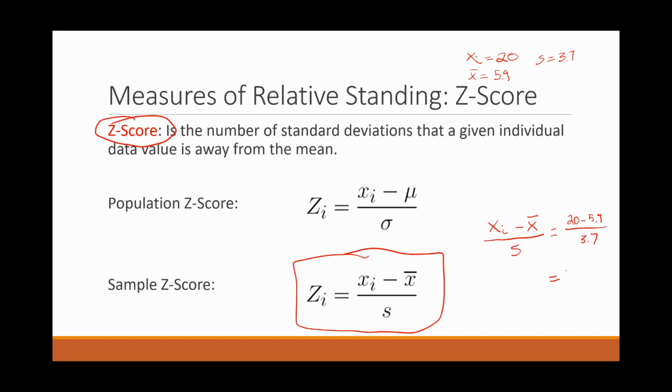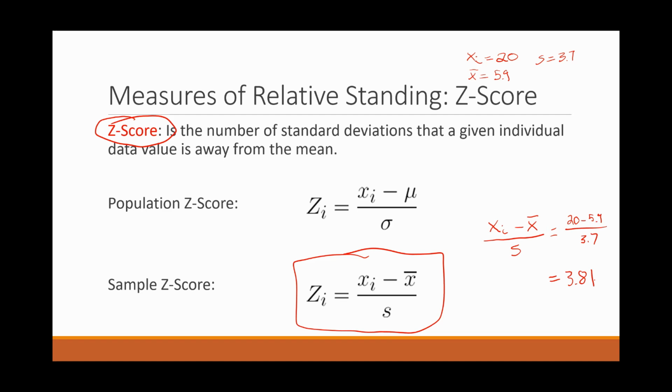So what we're doing here is calculating the z-score. The numerator of this fraction is 14.1. We're going to divide by 3.7. And here is our z-score, 3.81. So what is that saying? That is saying that the value 20, a wage of $20 per hour, is 3.81 standard deviations above the mean.